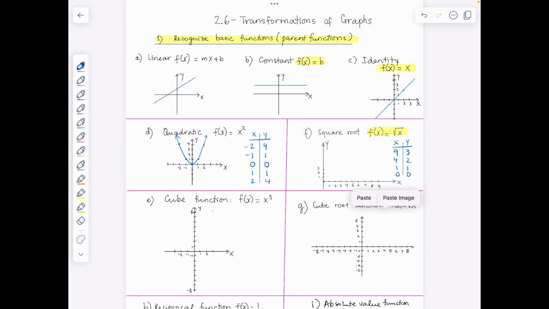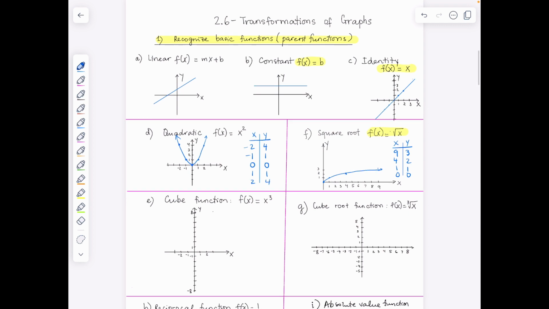So plot these points. We have 0, 0, 1, 1, 4, 2, and we have 9, 3. So it's looking like this. And it goes on forever to the right.